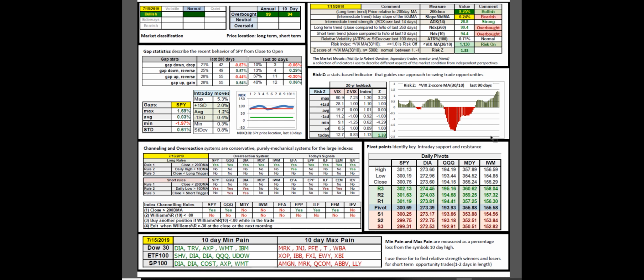Market remains deeply overbought. I guess deeply overbought doesn't make sense. It should be highly overbought, I suppose. Got to get my adjectives right. Still risk on in the risk Z. So it still favors long side and swings to the upside, but with the proviso of near all-time highs, so there's a certain risk to that. No signals in overreaction or channeling.